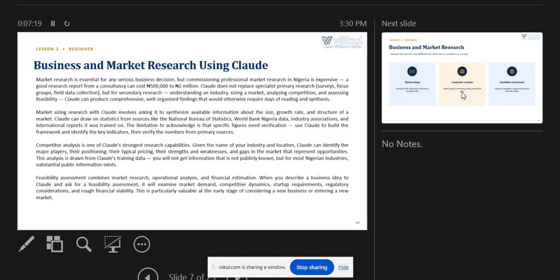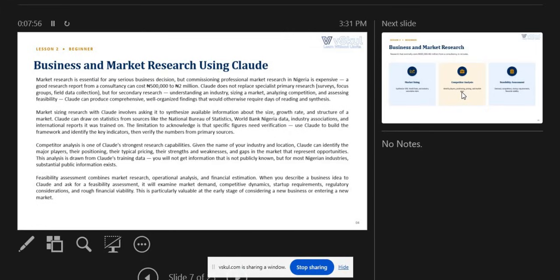A good research report from a consultant can cost 500,000 to 2 million. Claude does not replace specialist primary research. Of course, no. Surveys, focus groups, field data collections. But for secondary research, understanding an industry, sizing a market, analyzing competition, and assessing feasibility, Claude can produce comprehensive, well-organized findings that would otherwise require days of reading and synthesis, right?